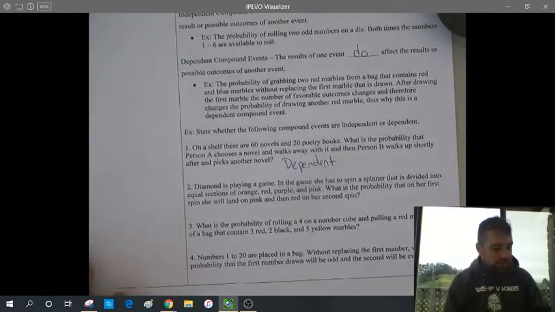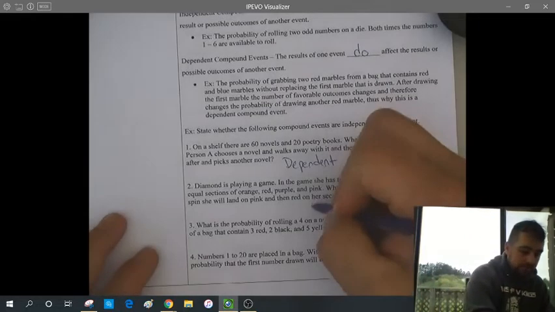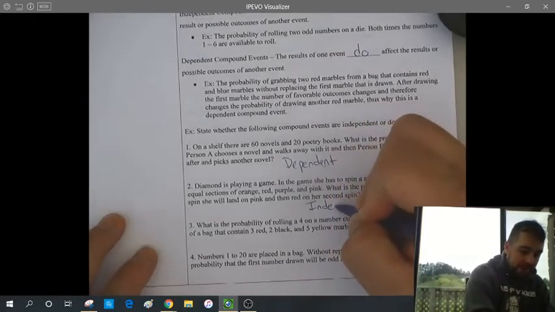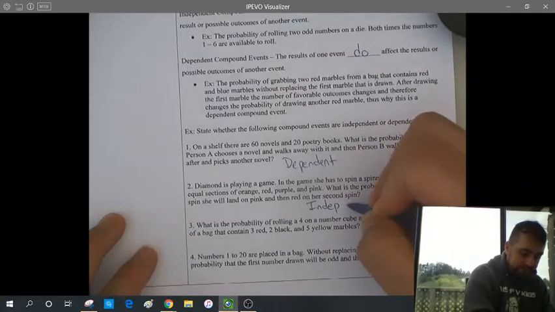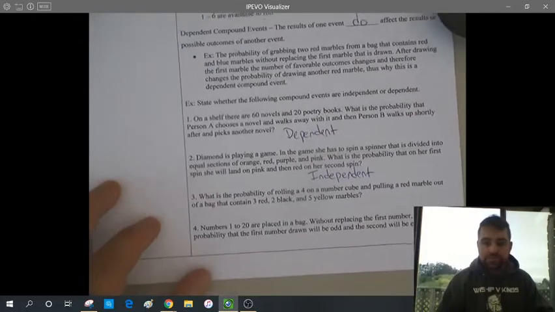Number 2, Diamond is playing a game. In the game, she has to spin a spinner that is divided into equal sections of orange, red, purple, and pink. What is the probability that on her first spin, she will land on pink and then red on her second spin? Well, since the spinner doesn't change on the second spin, it's not like the red option gets taken away, the probability is going to be the same no matter what she does on the first one. So this is an independent event.